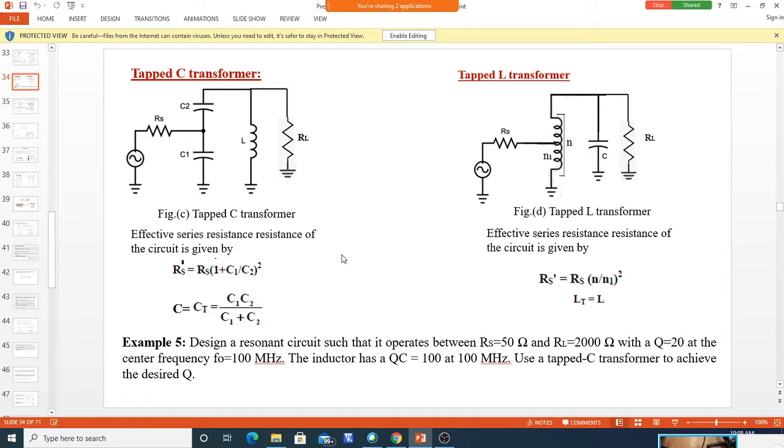Now we will see how a problem may appear in the examination regarding these tapped L and tapped C transformers. So this is a question here.